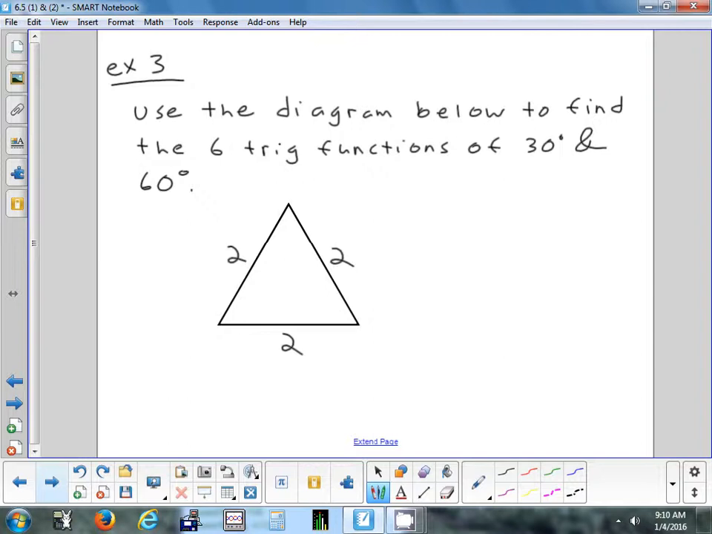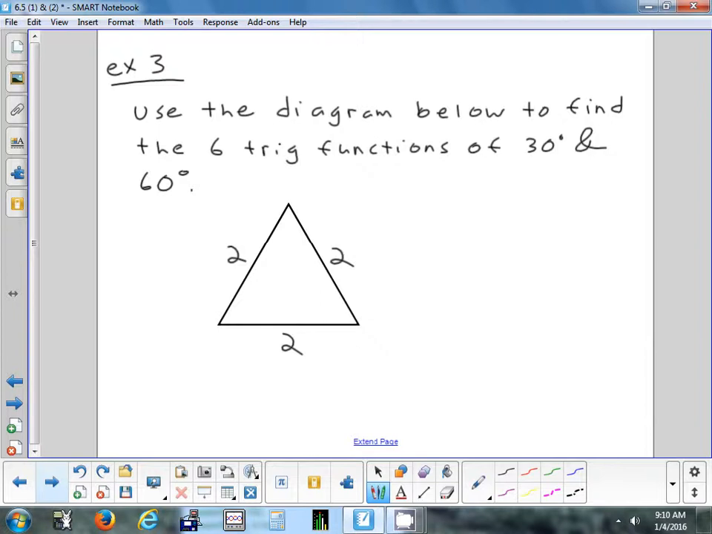Right, so the last special triangle we need to look at is the one with 30s and 60s. Okay, and I'm giving you a hint at how to start. It doesn't matter if I use sides of 2, 2, 2 or 7, 7, 7. I just need to start with an equilateral triangle.